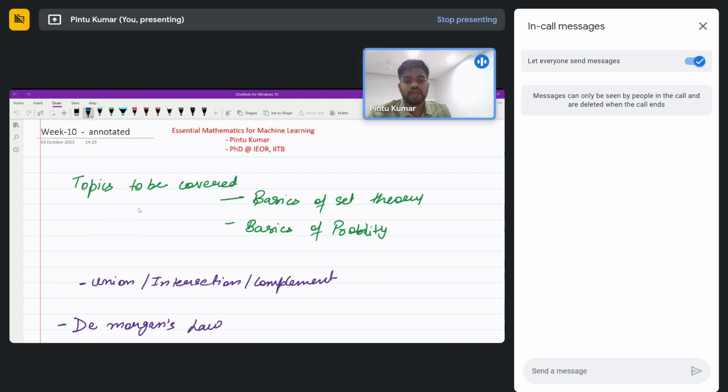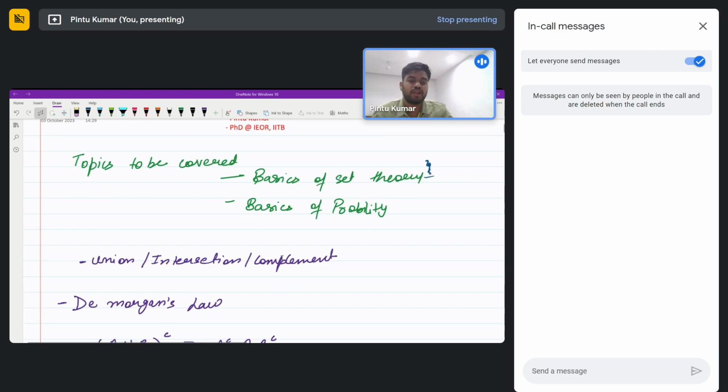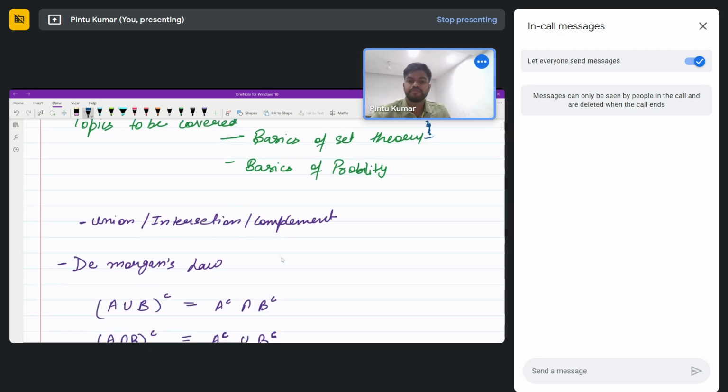So the topics that I intend to cover today are some basics of set theory. This would be a very brief introduction because I think most of you would know. If there are some points that you don't know about this topic, then please feel free to ask those points and I'll try to clarify them. And then we'll talk about some basics of probability, where I'll also talk about discrete random variables and continuous random variables and their properties.